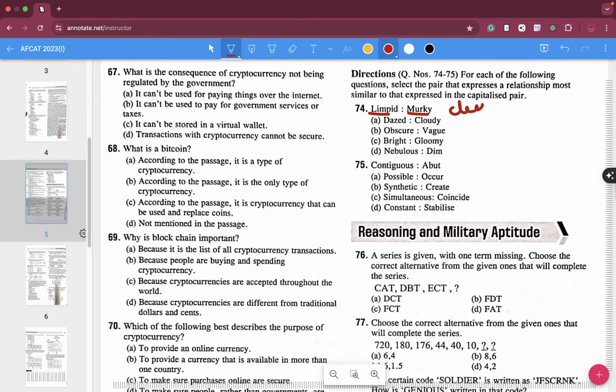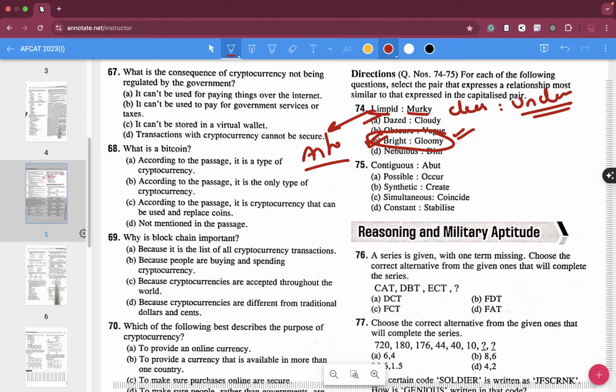Okay, all right. So limpid is to murky over here, right? Limpid means clear, right? Murky means unclear, right? Limpid means clear and murky means unclear. So these two are your antonyms, right? Okay, dazed is to cloudy, obscure, right? Dazed, obscure is to vague, right? Okay, bright is to gloomy, right? Since these two are antonyms, right? So bright is to gloomy. C over here seems to be the correct answer, folks, right?